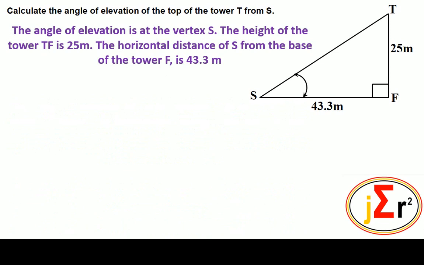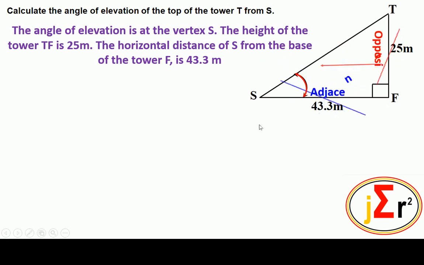The height of the tower TF is 25 meters. The horizontal distance of S from the base of the tower F is 43.3 meters. We have the height of the tower to be 25 meters, and from the point S, F is at a horizontal distance of 43.3 meters.